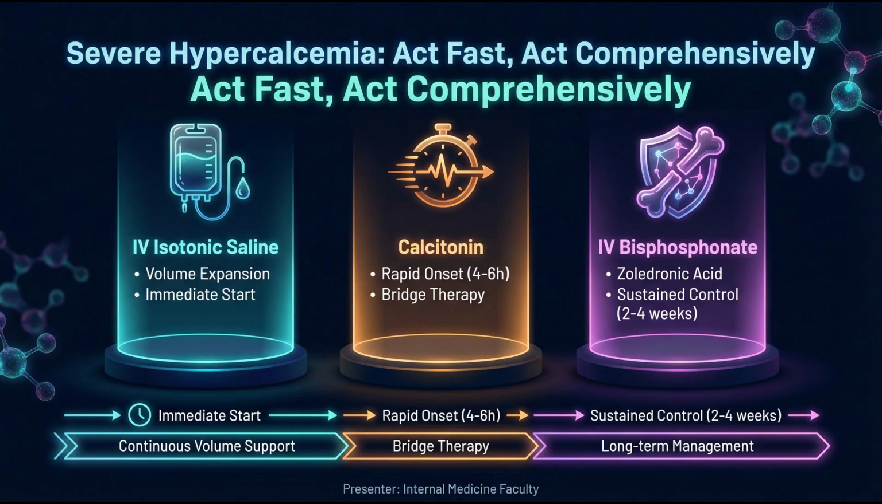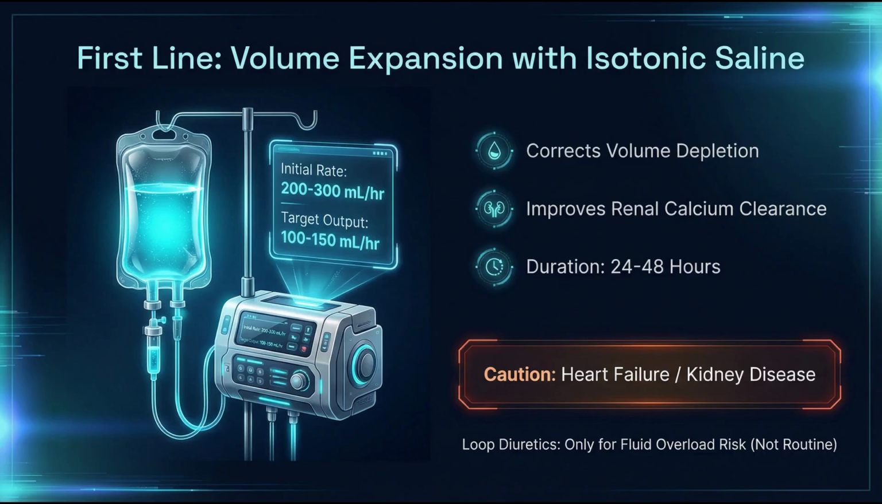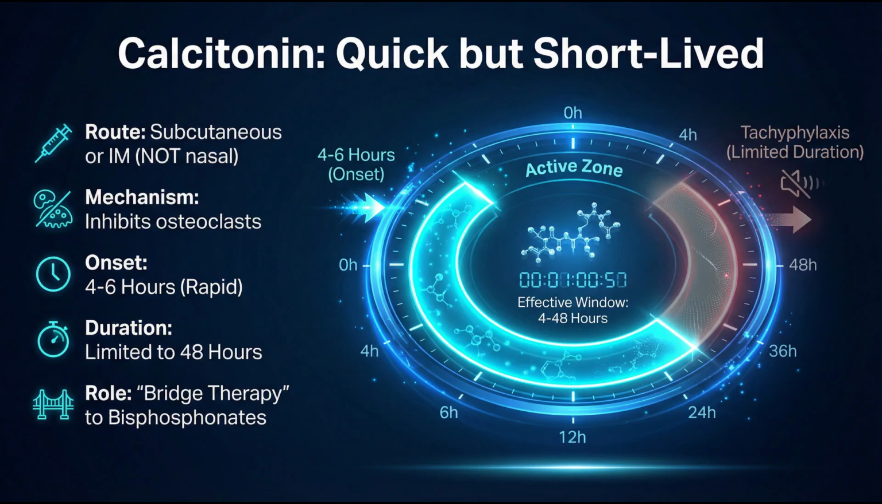Let's examine each component. Intravenous isotonic saline is the cornerstone of initial therapy. Patients with hypercalcemia are invariably volume depleted due to the polyuria we discussed. Start with aggressive hydration, typically 200 to 300 milliliters per hour, adjusted for cardiac status. This enhances renal calcium excretion. Loop diuretics like furosemide should only be added after adequate volume repletion and mainly to prevent volume overload, not as primary therapy.